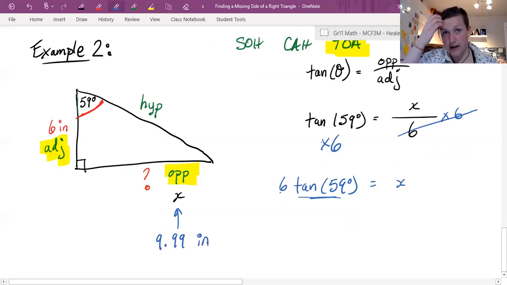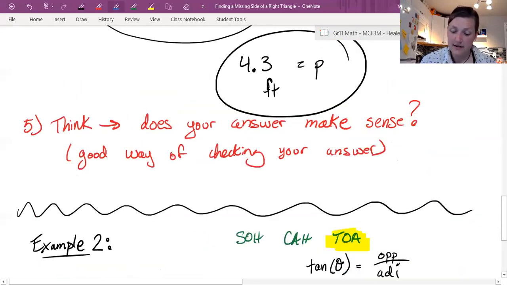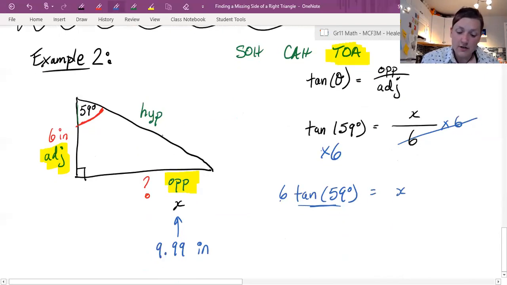I didn't give you a round to however many decimal places instruction, so you can round to something that seems reasonable. So 9.99 inches. Then remember, our last step is, does our answer make sense? So if we look at this original triangle, we saw that the side I gave you, the adjacent side, was definitely the shortest side. So we'd expect that our answer would be longer. But it's maybe not the longest side because that's clearly the hypotenuse. Hypotenuse is always the longest. But about 10 inches seems to make sense.